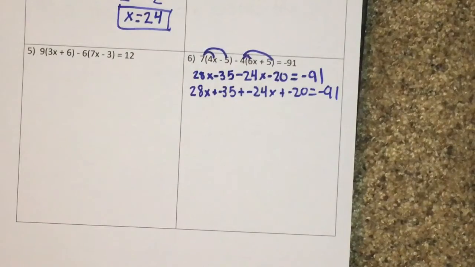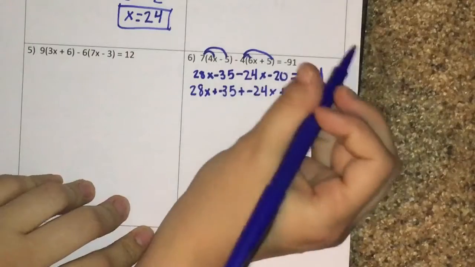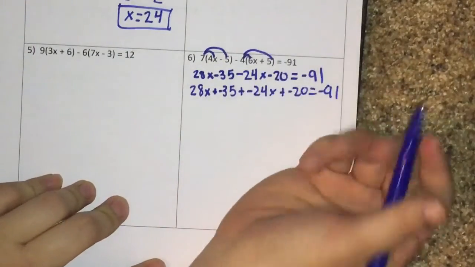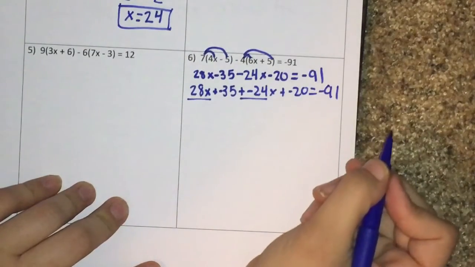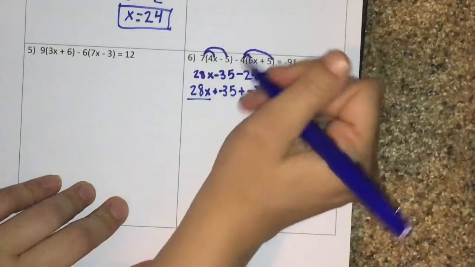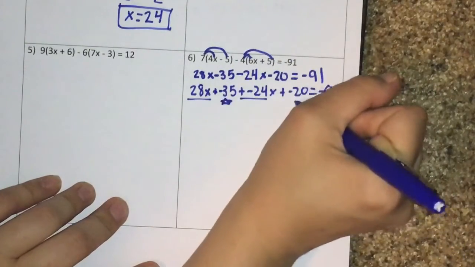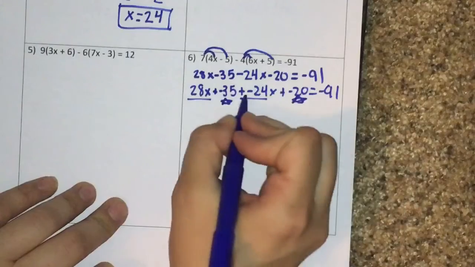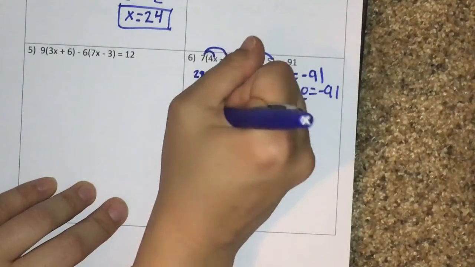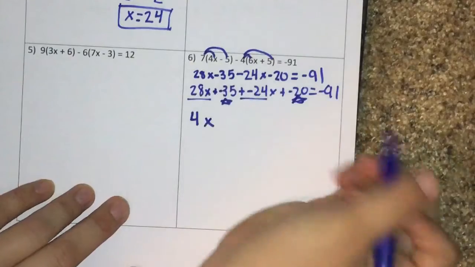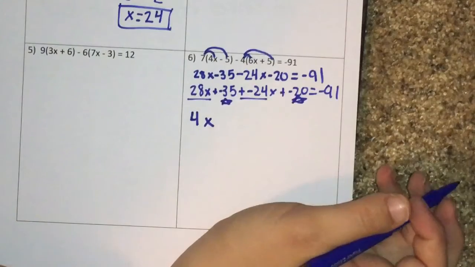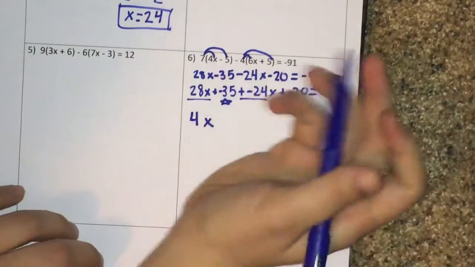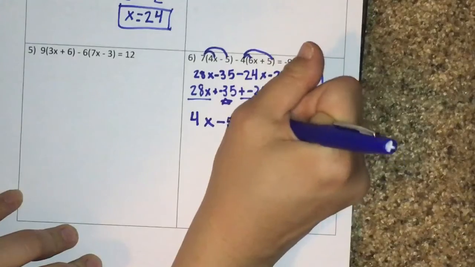Now we need to combine like terms. Again, remember, combine terms that are on the same side. In this case, I have 28x and plus a negative 24x. And I have plus negative 35 and plus negative 20. 28x plus negative 24x is 4x, or 28x minus 24x, same thing. And negative 35 minus 20, so negative 35, and then I'm adding more negatives on, is negative 55.